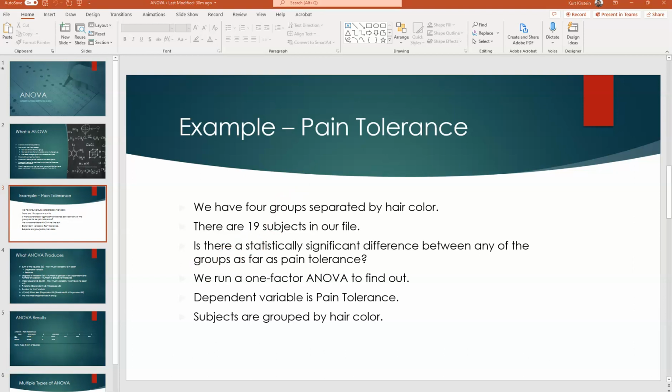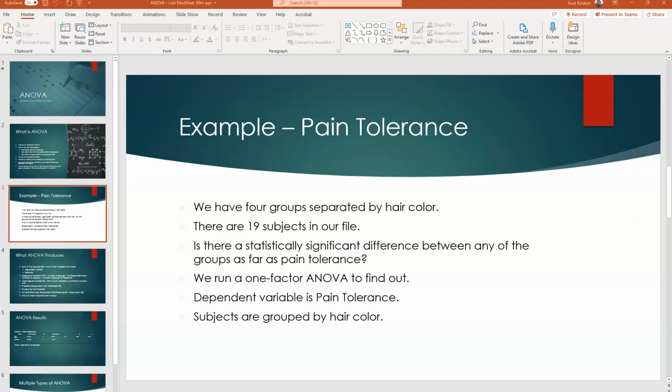So we're going to run a one-factor ANOVA to find out. There are a couple of variables that we're going to have to take a look at. One of the variables is going to be pain tolerance. And the pain tolerance is what we call the dependent variable. The dependent variable is the thing that changes from subject to subject, and it can be impacted by any number of things. But it is the dependent variable. And then we're also going to be looking at another variable, and that's going to be hair color. And that's how we're going to group the subjects.